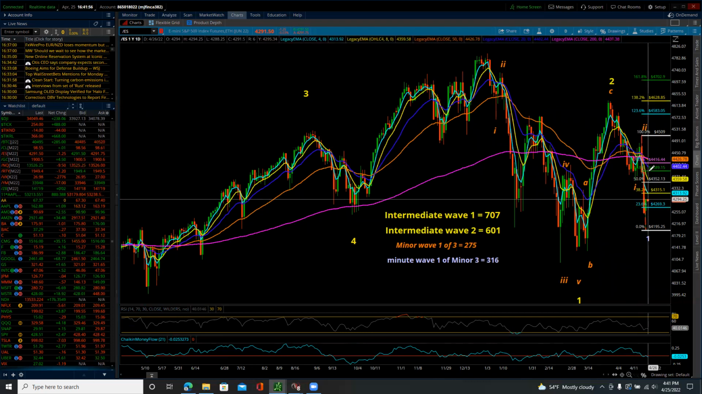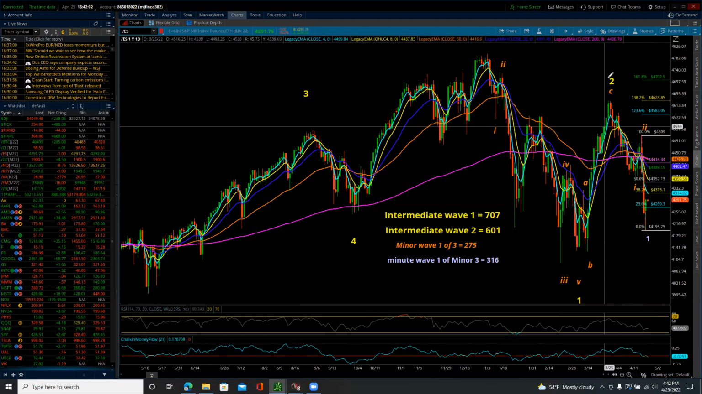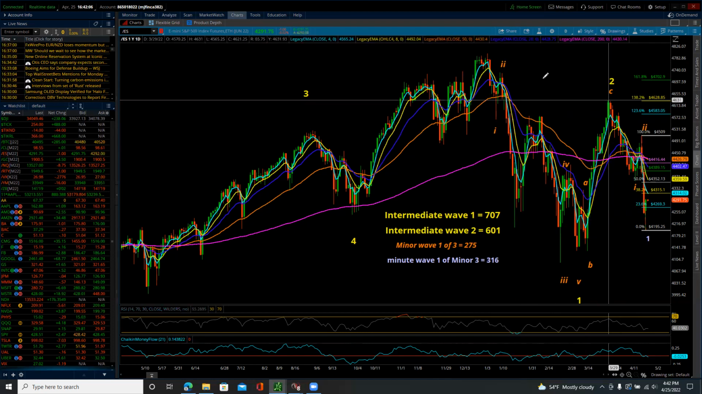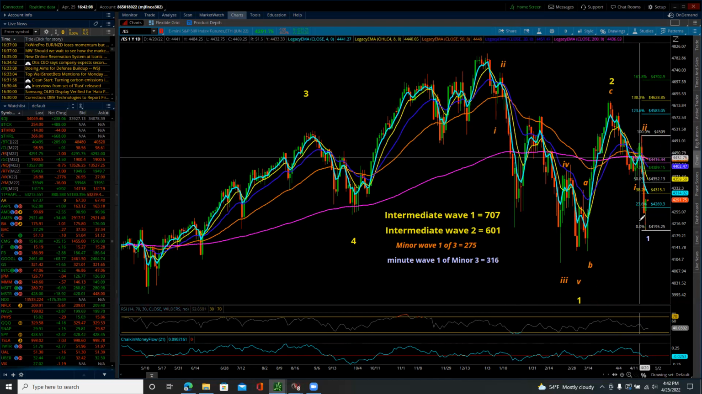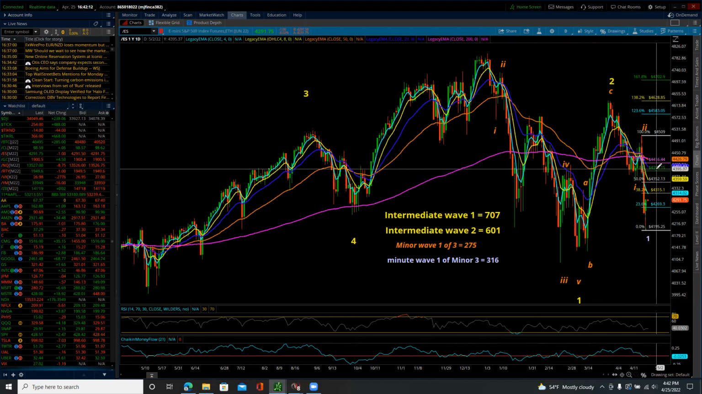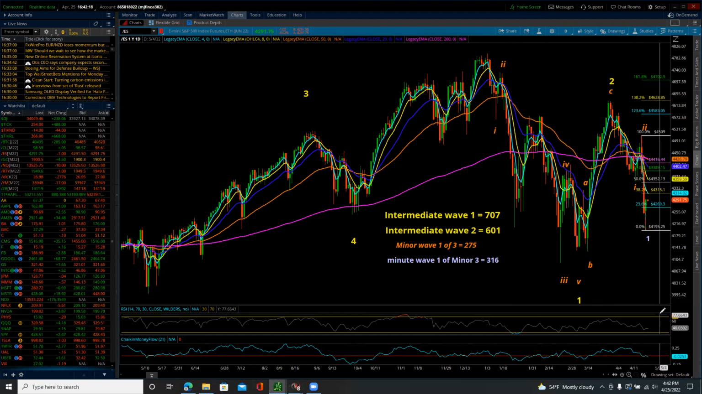So wave three, in its infancy, still the minor third, the intermediate third, the intermediate three, the minor three, and still in the infancy, haven't even begun yet, of the minute three. That's still down there. When we get down to those levels, we have a four and a five to complete the minor three.